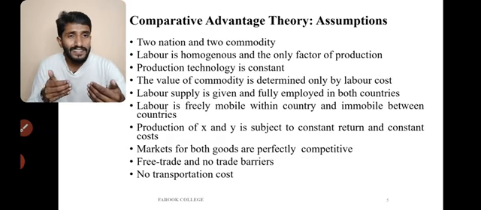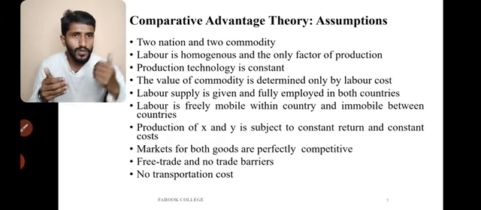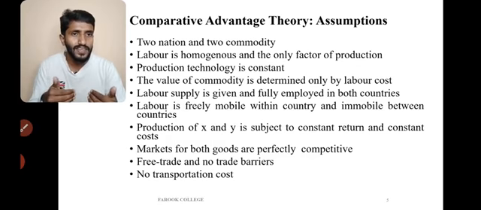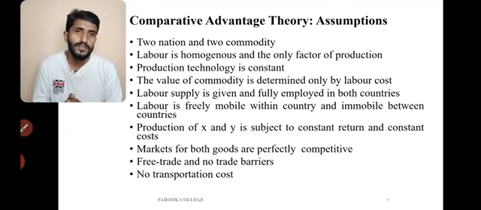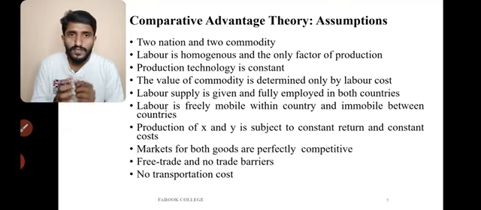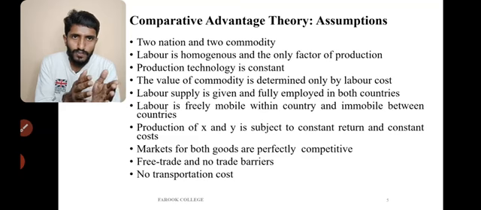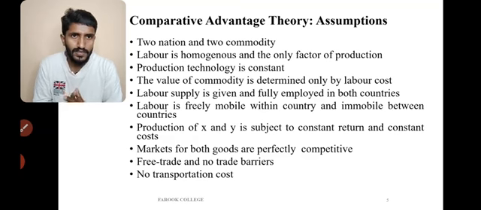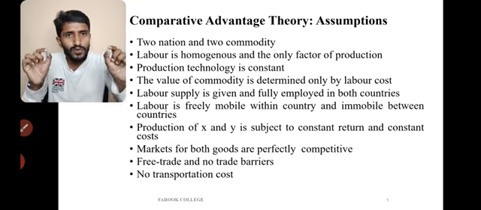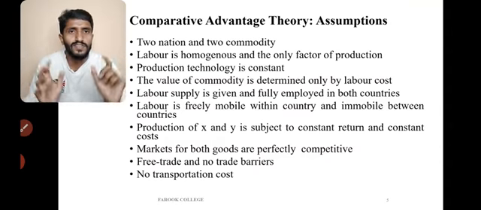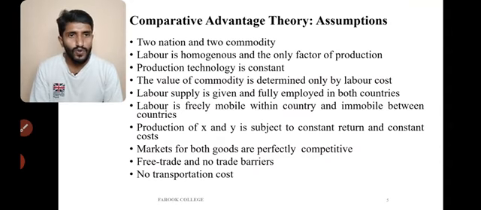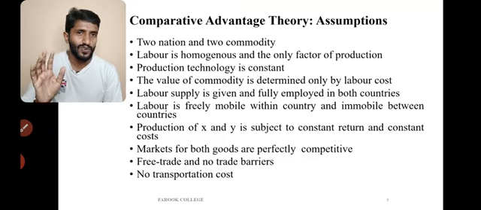Then the production of X and Y, we said that there are two commodities, suppose X and Y, is subject to constant returns and constant costs. There are different types of returns, diminishing returns, increasing returns and constant returns, but here they are assuming there is only the possibility of constant returns and also constant cost. So there is no possibility of increasing cost or decreasing cost.